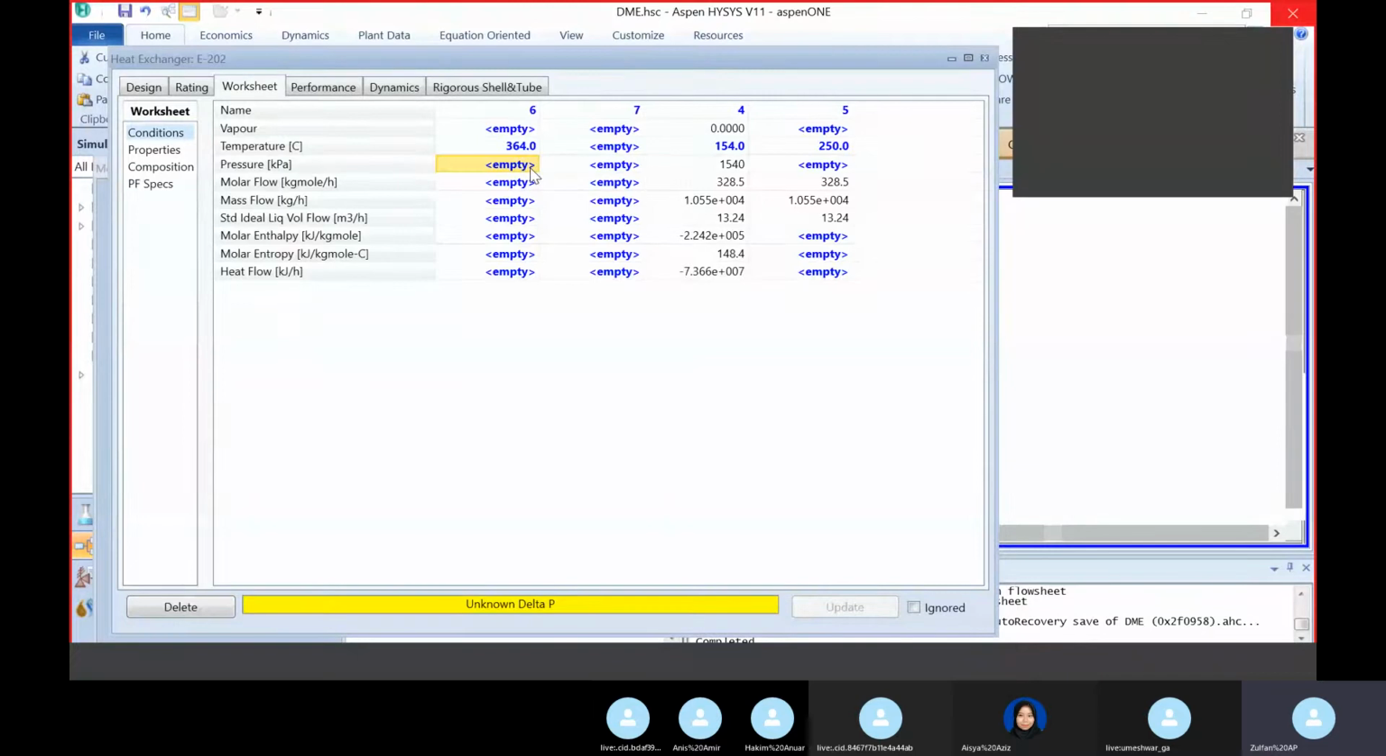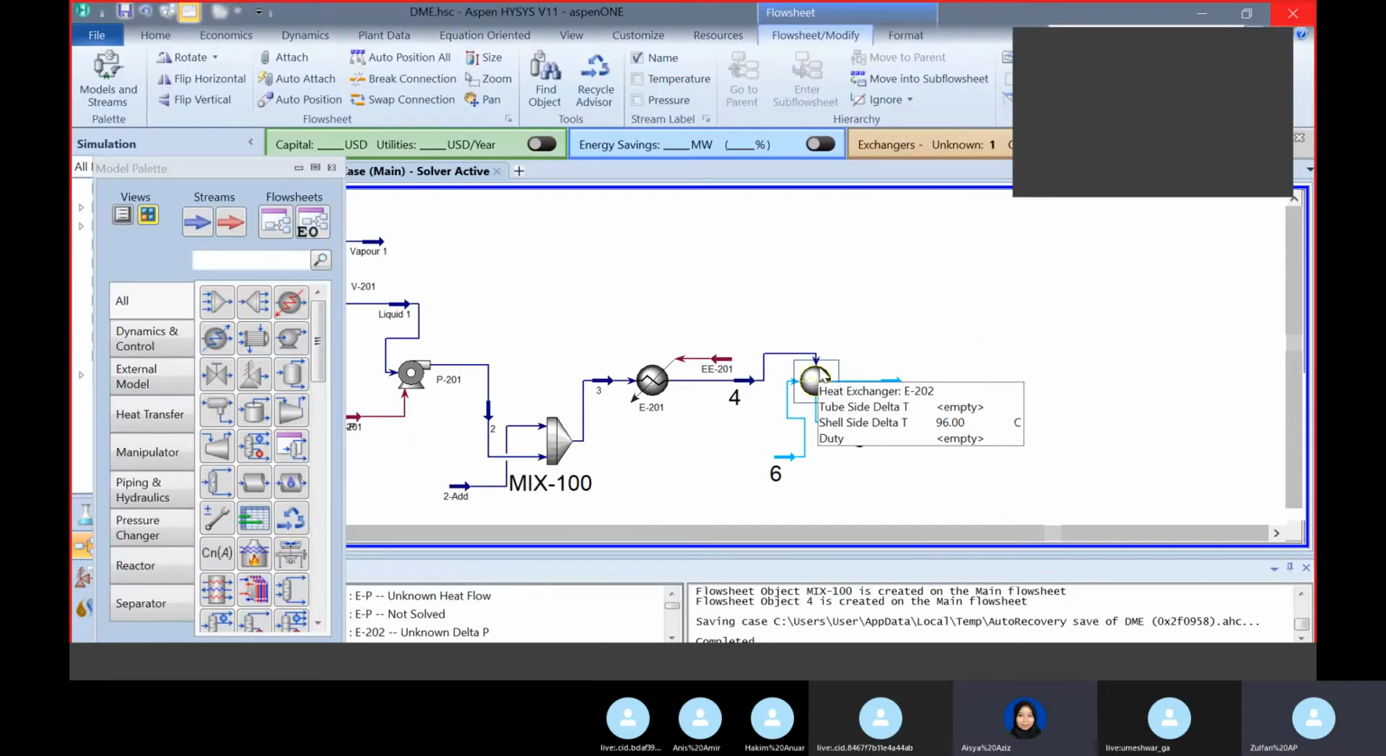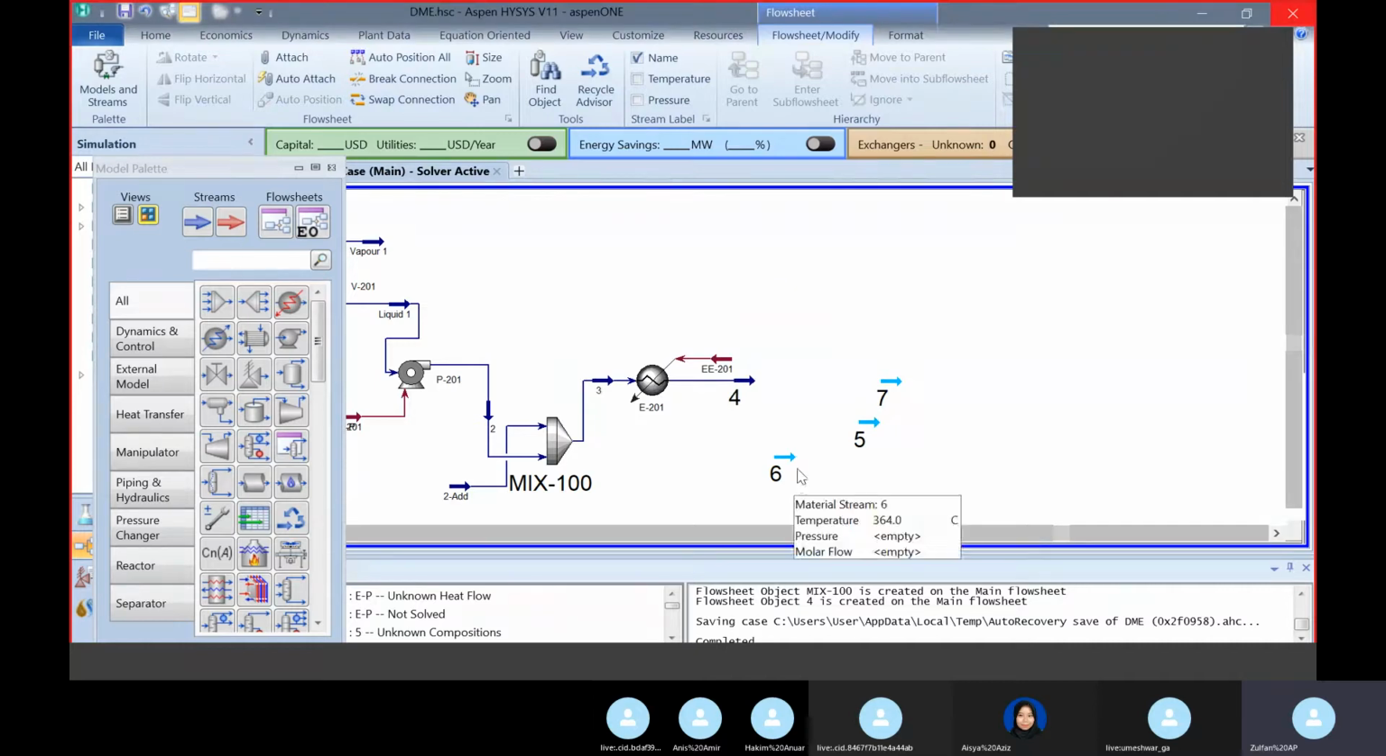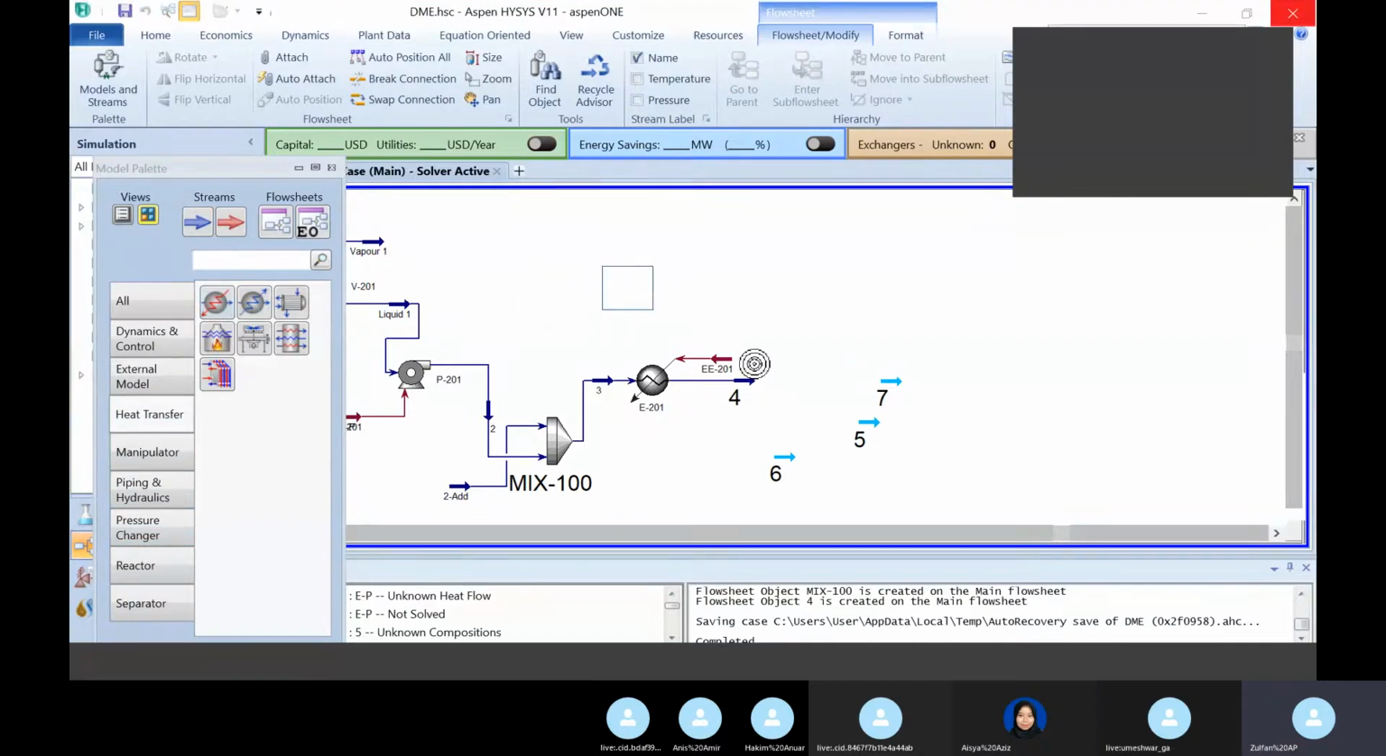The one we can do, or yeah, one more thing that makes more sense is to delete this shell and tube heat exchanger. This is what I would do normally. So I will just delete this and then make a heater to heat this from stream 4 to stream 5. Make a heater.